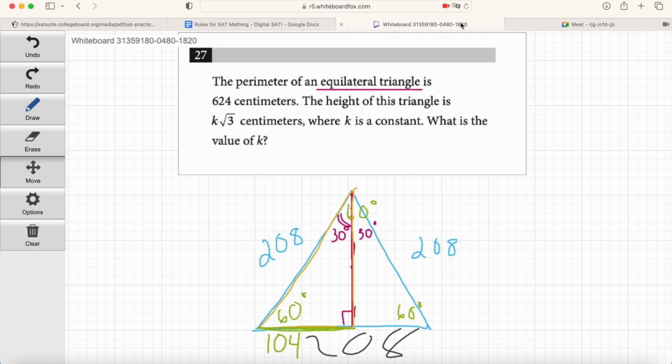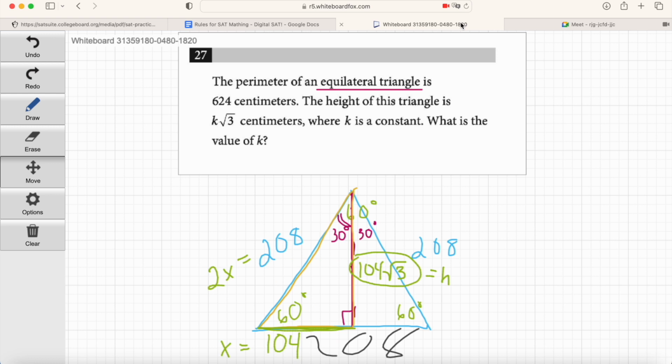So 104 is the x value. 2x is 208. So I'll just show you here. It's going to be 104 times the square root of 3. Does that make some sense? Why that's our height? You see where I am on the whiteboard? That's our height.